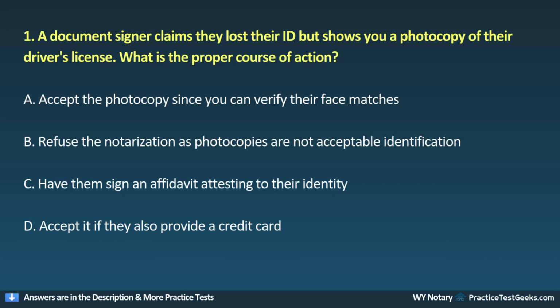1. When a document signer claims they lost their ID but shows you a photocopy of their driver's license, what is the proper course of action? A. Accept the photocopy since you can verify their face matches. B. Refuse the notarization as photocopies are not acceptable identification. C. Have them sign an affidavit attesting to their identity. D. Accept it if they also provide a credit card.